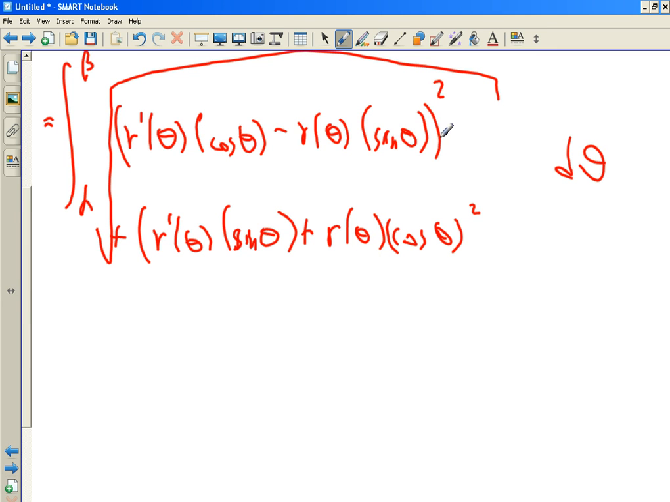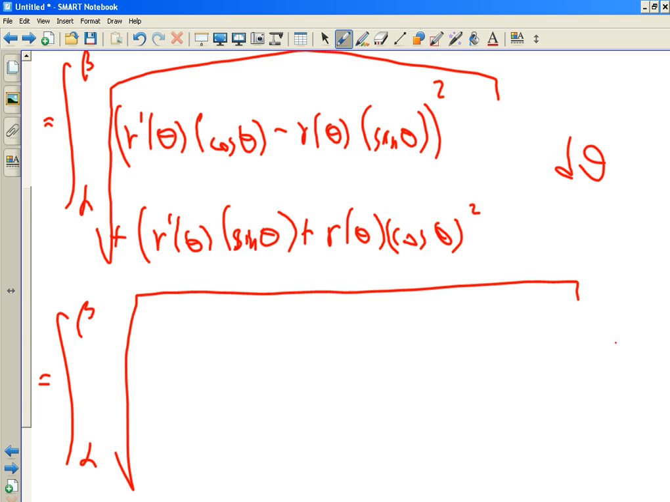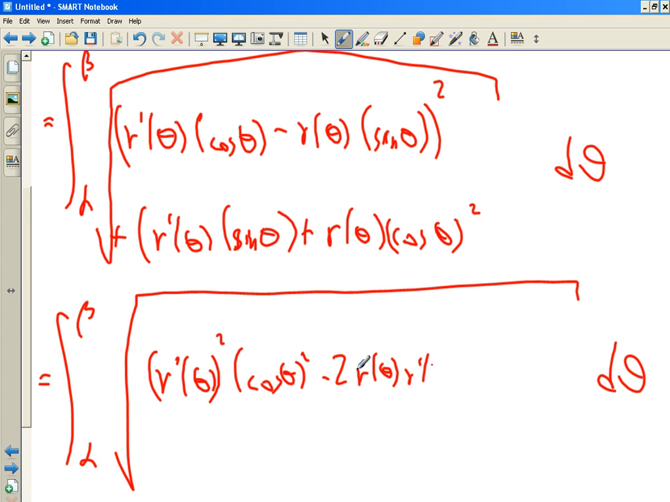So let's square this crazy mess. Again, we're going to do that FOIL thing, right? So it's going to be this thing squared. Then you got this times this, and another this times this, and this thing squared, right? Didn't we do that before? All right, let's do it. It's the integral from alpha to beta of humongous radical, okay? So it's this thing squared. Okay, so it's r prime theta squared cosine theta squared, minus two of these guys, right? So minus 2 r theta, r prime theta, cosine theta, sine theta.